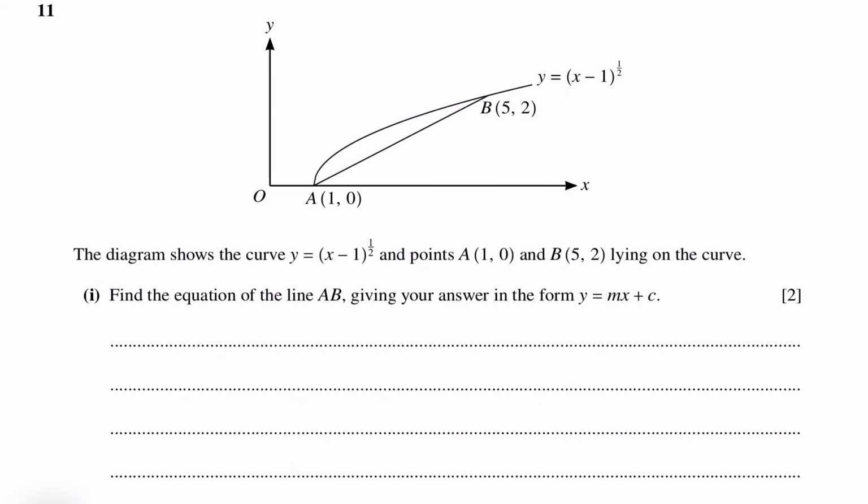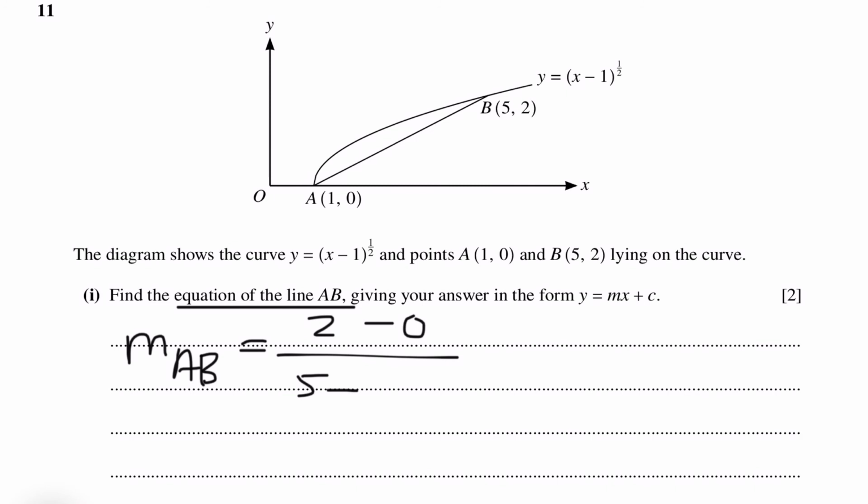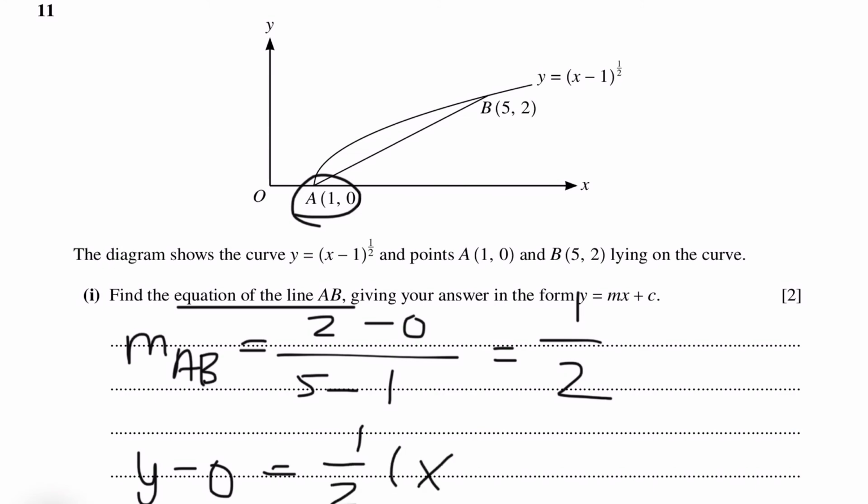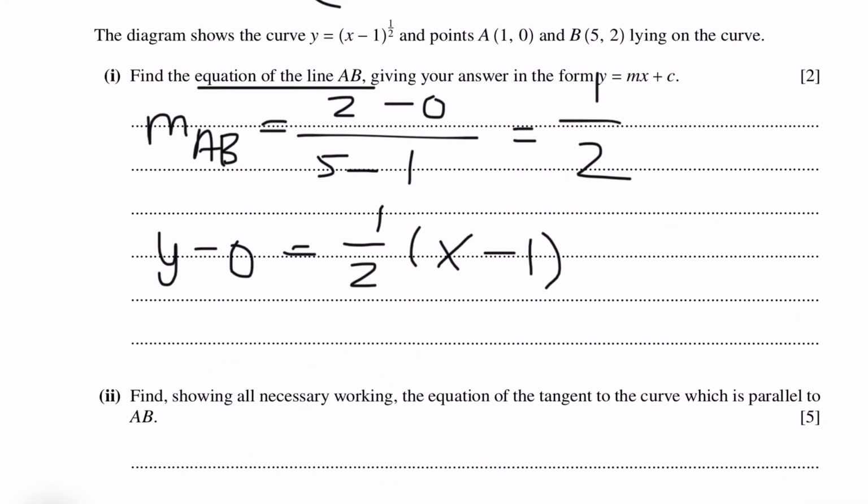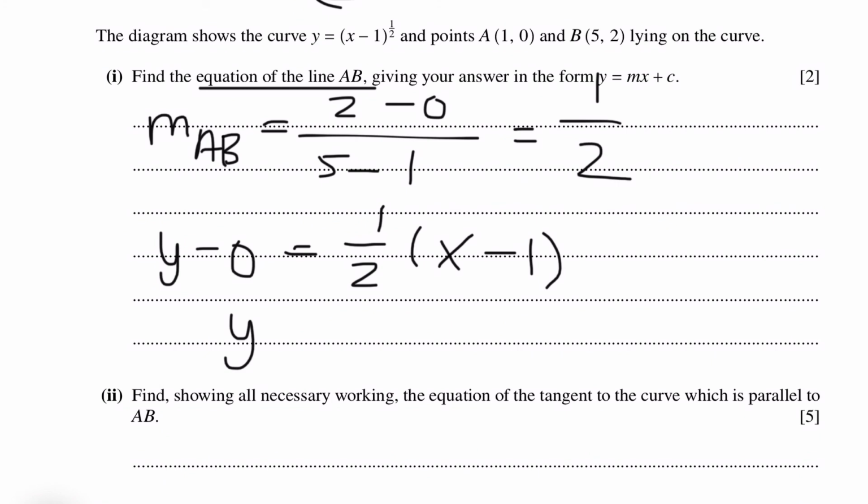If we want to find the equation of the line, we will first need the gradient. So the gradient of AB is equal to y2 minus y1 divided by x2 minus x1, which is equal to half. So your equation will be y minus 0, we'll take A as the point, is equal to half (x minus 1). So simplify that to y is equal to x over 2 minus 1 over 2.